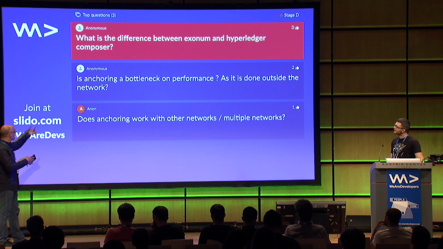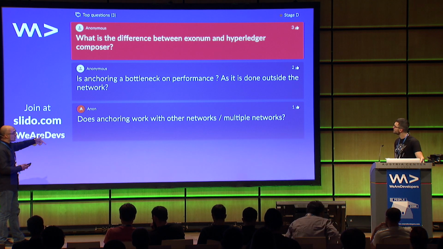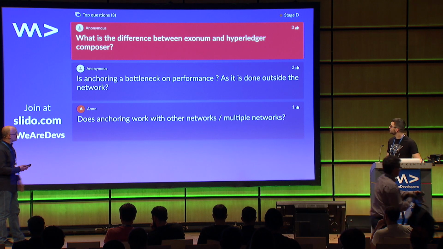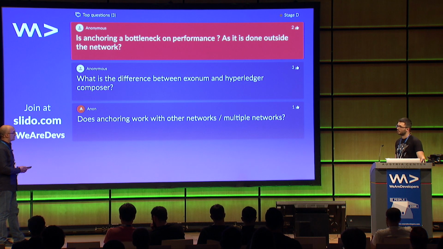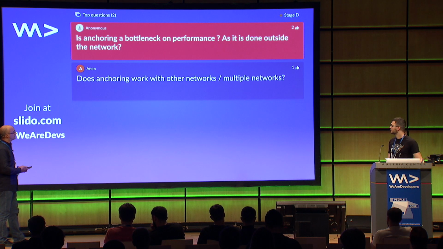Okay. So we have time for these last two questions. Back to anchoring: is anchoring a bottleneck on performance with Exonum, as it is done outside the network? No, it's not a bottleneck. It goes concurrently, if I would say it like that. We are publishing this information on Bitcoin, and we don't need to stop anything, because we take this hash of a block, start the process of publishing, and we keep going. It's no problem. We don't need to wait for anything.